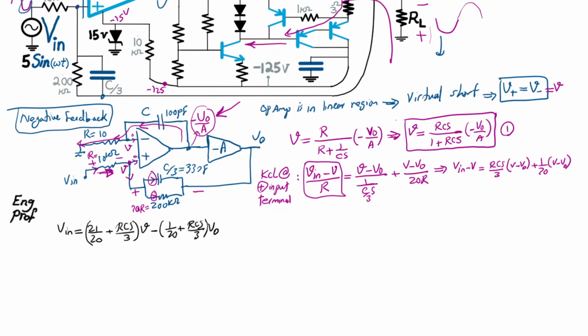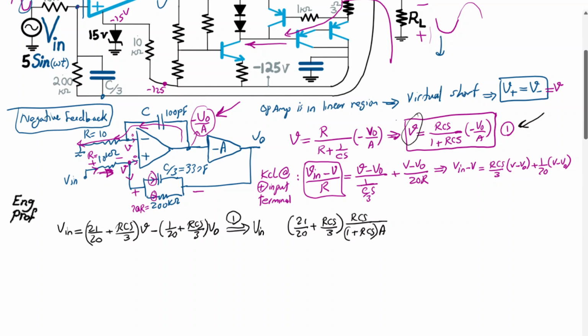Great. What I'm going to do is I'm going to use equation 1 now to substitute for V based on what we have in equation 1. So using equation 1, I can say V in is equal to 21 over 20 plus RCS divided by 3, and then for V I'm going to say RCS divided by 1 plus RCS, and in denominator I have A as well, and we have a negative V out, so I'm going to put the negative here.